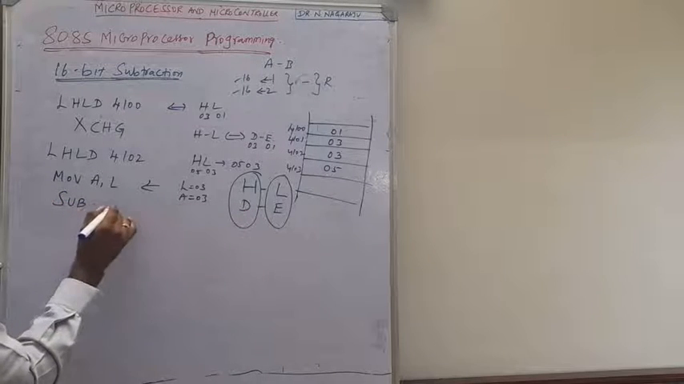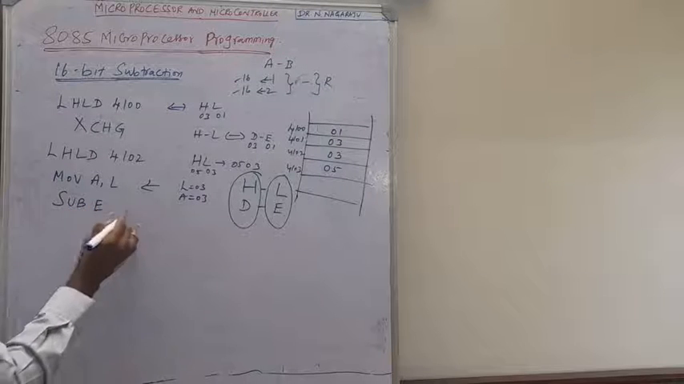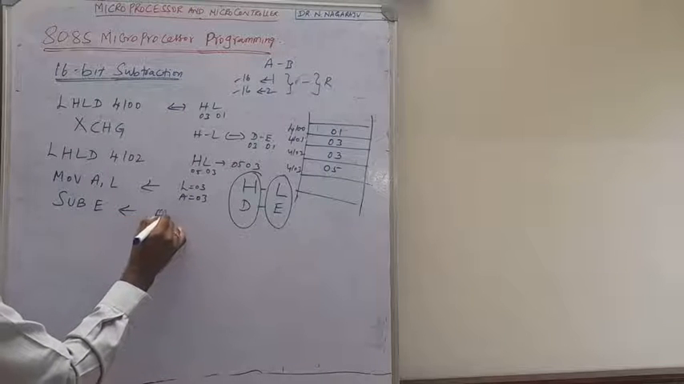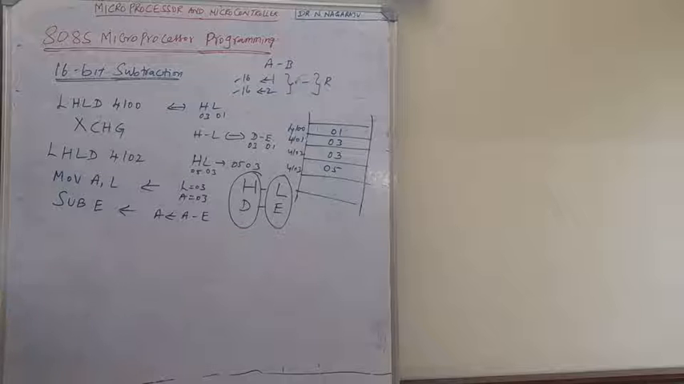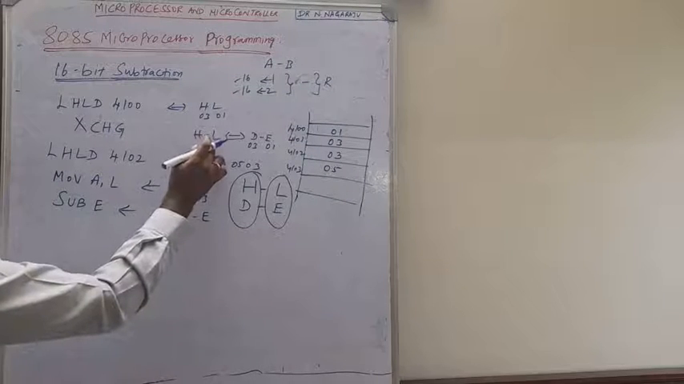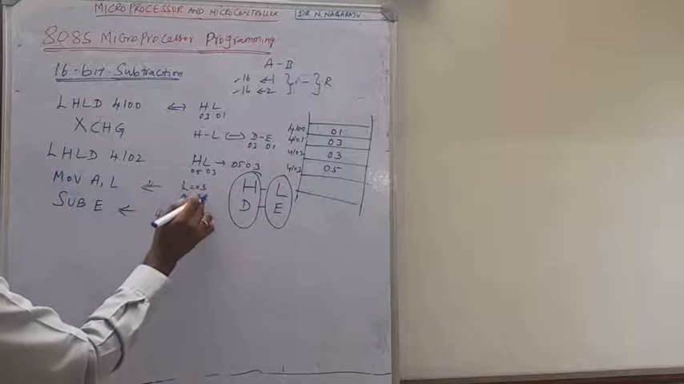Okay, I'm going to use SUB E here. So what is SUB E actually? A is subtracted with E. So at this point, what is the A value? The A value is the L content, which is 0 1 0 1, minus the E content.